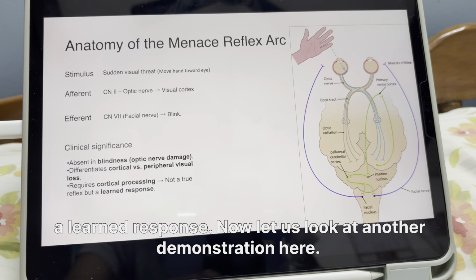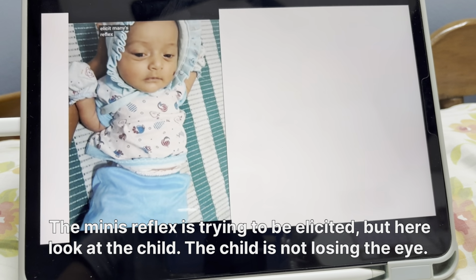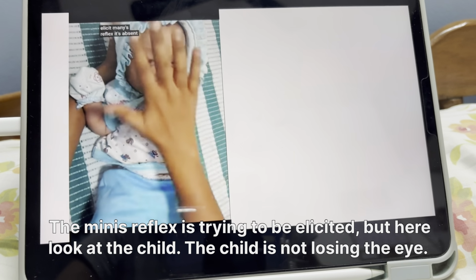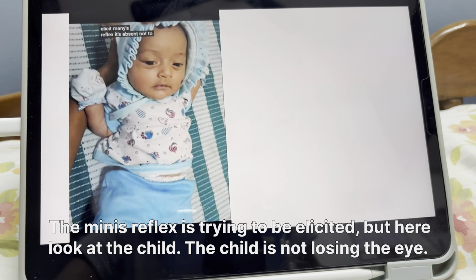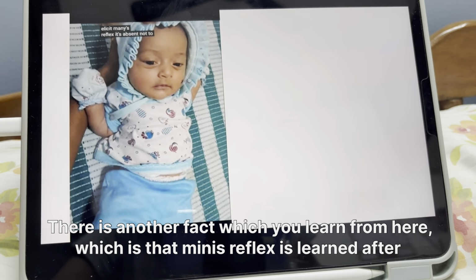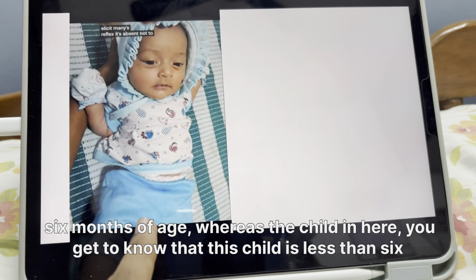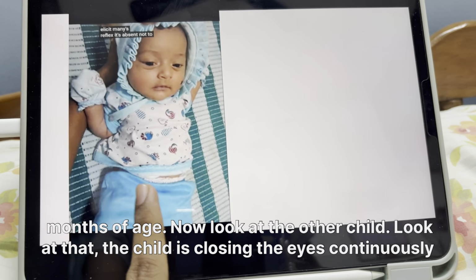Now, let us look at another demonstration here. The Menace reflex is trying to be elicited, but here look at the child. The child is not closing the eye. There is another fact which you learn from here, which is that Menace reflex is learned after 6 months of age, whereas the child in here, you get to know that this child is less than 6 months of age.